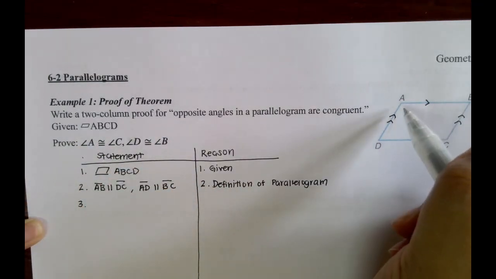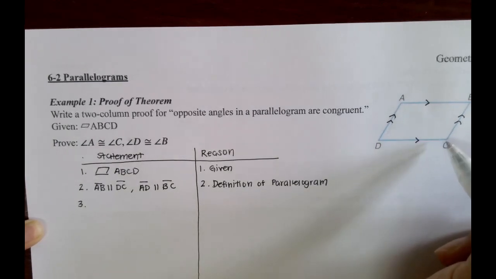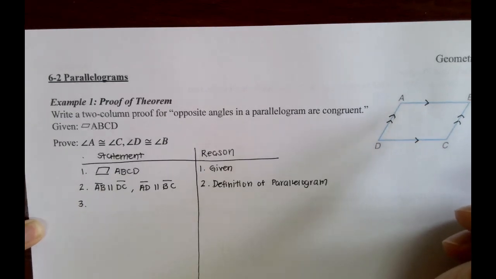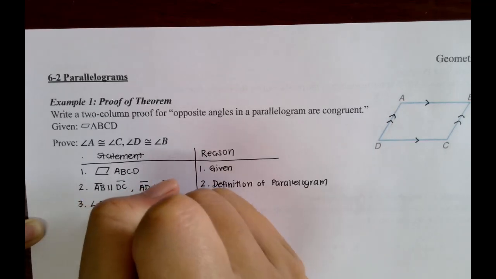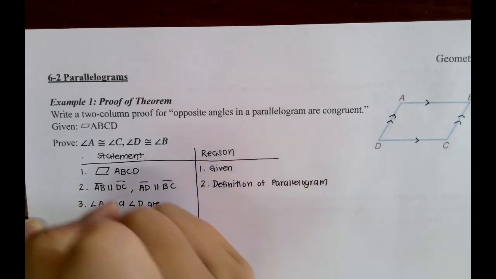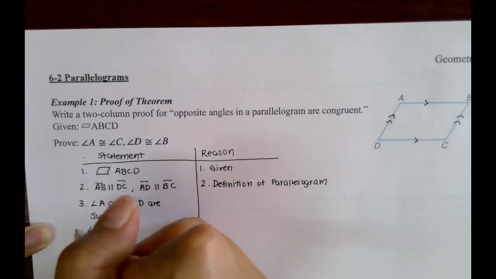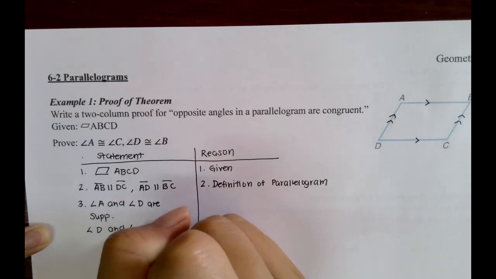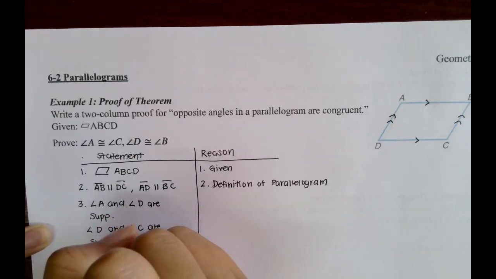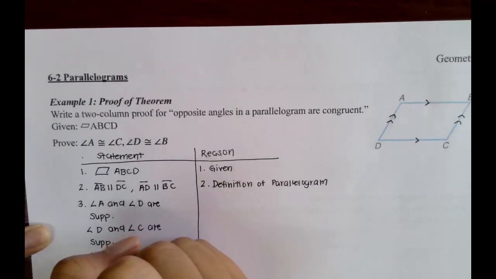Then what I know is that angle A and angle D are supplementary. I know that angle D and angle C are supplementary, and I know that angle C and angle B are supplementary.